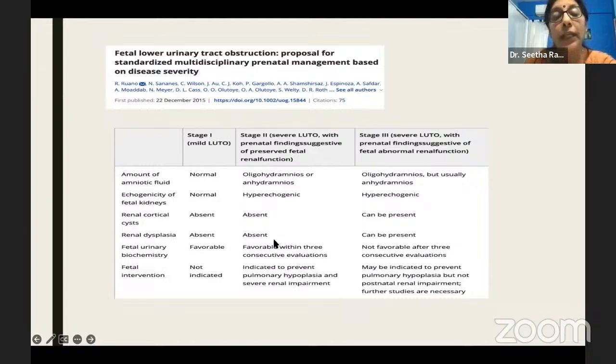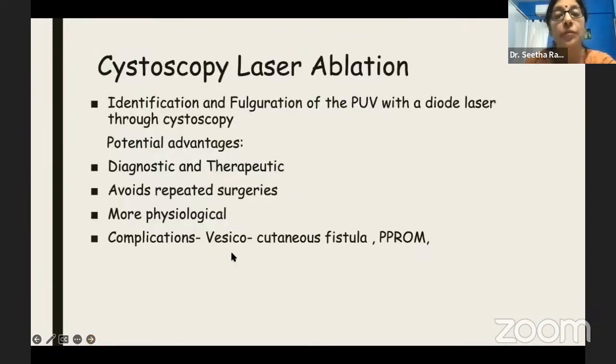But if it is hyperechogenic and the renal parameters are favorable with oligohydramnios, this is stage 2, where you can still preserve the renal function and where fetal intervention would be indicated to stop further renal impairment and subsequent pulmonary hypoplasia. But if there is severe anhydramnios, there is renal dysplasia, and the fetal urinary parameters are not favorable, that is something which we can't really help much, and we might have to tell them to discontinue the pregnancy, whichever stage of pregnancy.